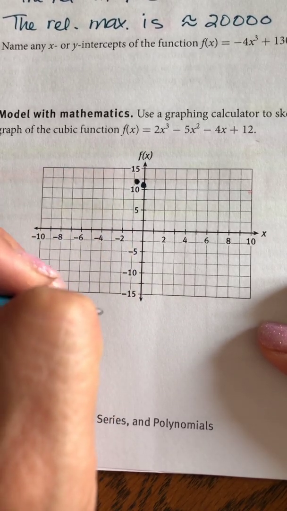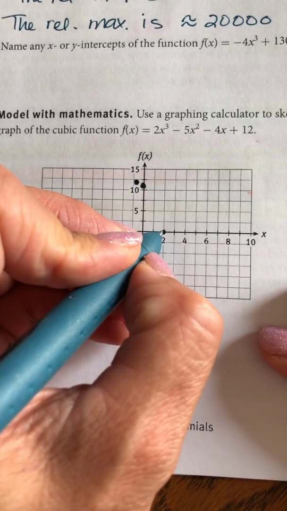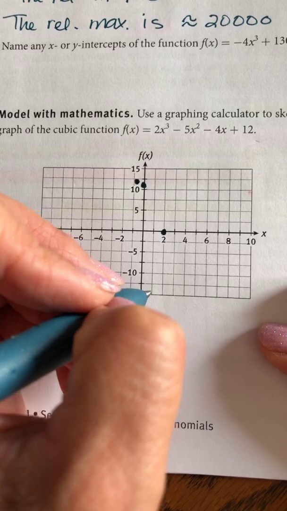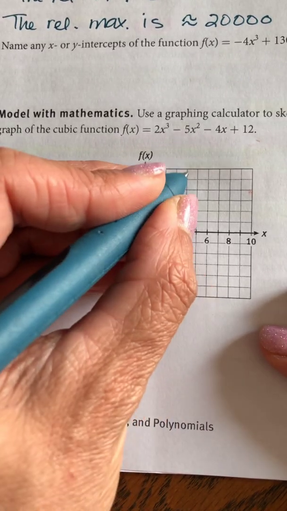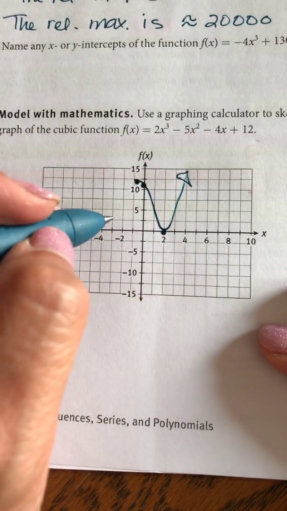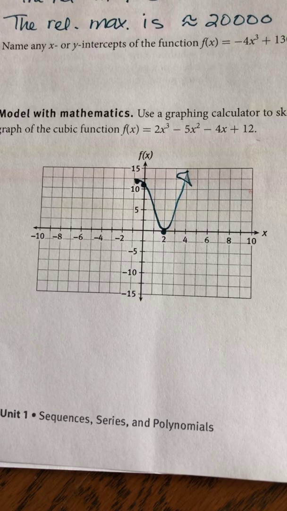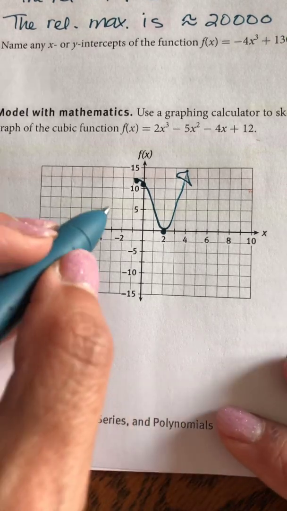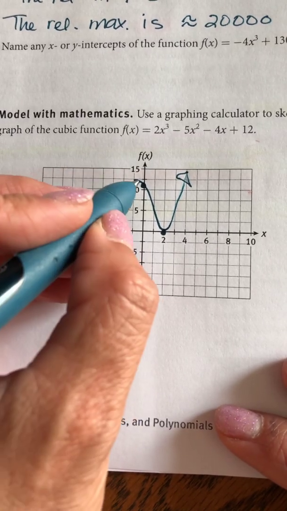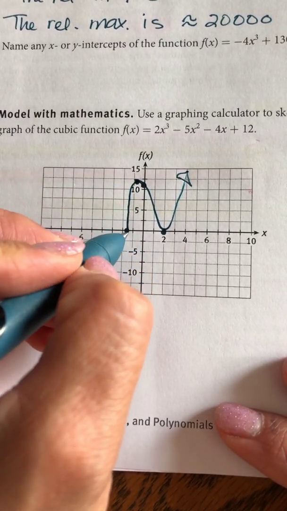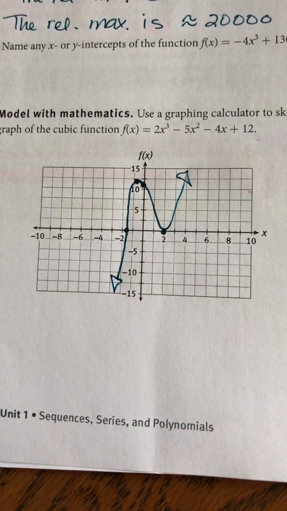Okay. And then it hits the x-axis. It has a zero at the point 2, 0. It hits that point, and then it bounces back up. And then on the other side, it hits an x-intercept at negative 1.5. So here's negative 1, so 1.5 would be about right here. So this comes down to negative infinity. So it should look like that. And that's a cubic function.